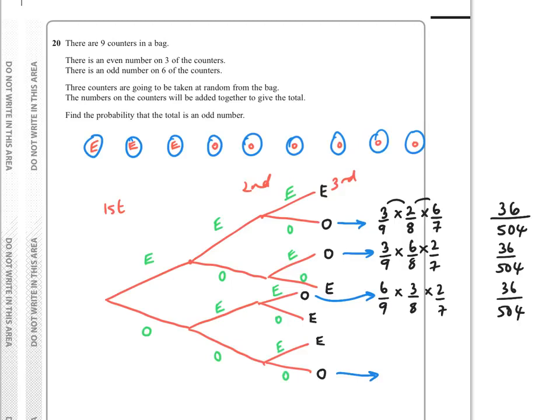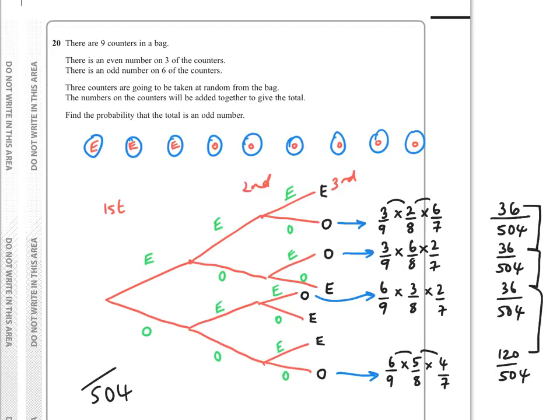And the last one is odd, so we've got a 6 in 9, times a 5 in 8, times a 4 and 7, which is slightly different because that's 30 times 4 is 120 over 504. So the final denominator is 504, and let's add these together. That's 72, 108, 228 out of 504, and that should be absolutely fine. You don't have to cancel that down.